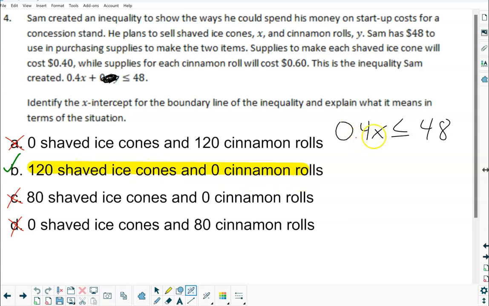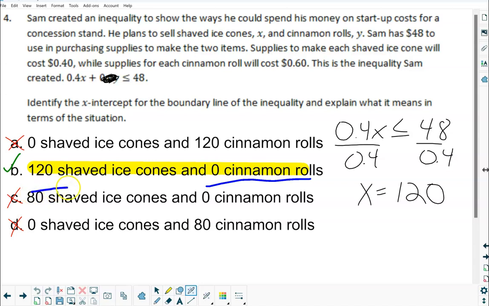So it's going to be 0.4x is less than or equal to 48. Divide by 0.4, and x is equal to 120. So at 0 cinnamon rolls is 120 shaved ice cones.